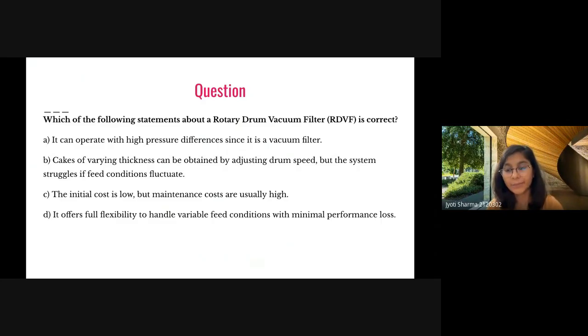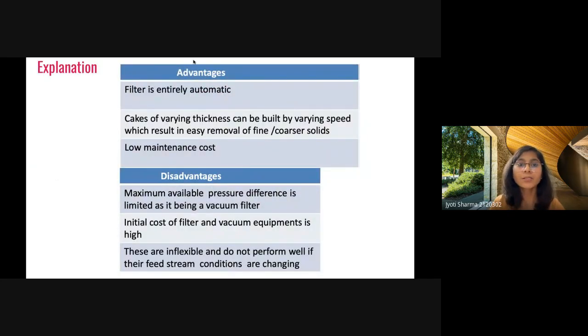What are the limitations? What is the benefit of using RDVF? Based on that, you have this question. Okay, so B is the right answer, and let me show you why. These are the advantages and disadvantages.